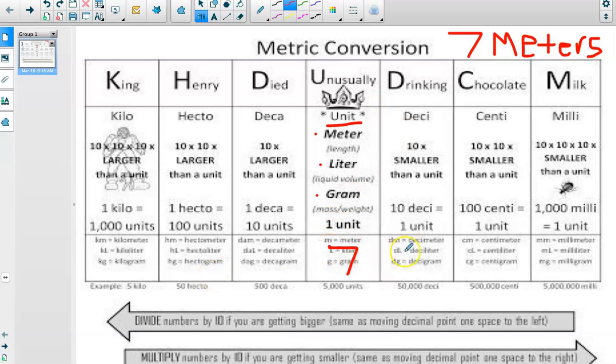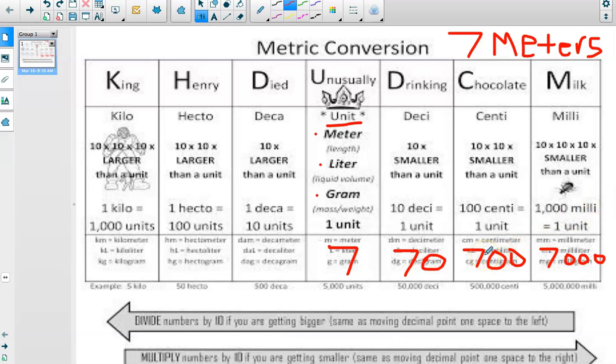And now let's start with the easy stuff. When you go to the right, you multiply by 10. So we have 70. So 7 meters equals 70 decimeters, 700 centimeters, and 7,000 millimeters. And of course, you all know that there's 100 centimeters in a meter stick. Well, 7 times 100 is 700.